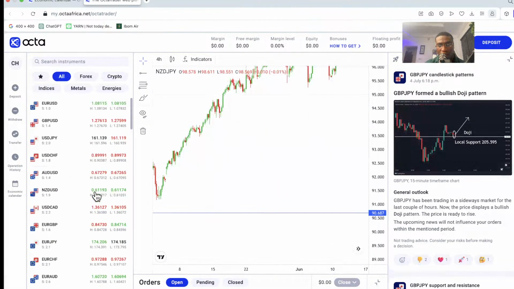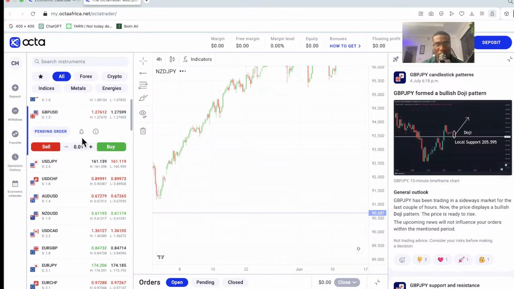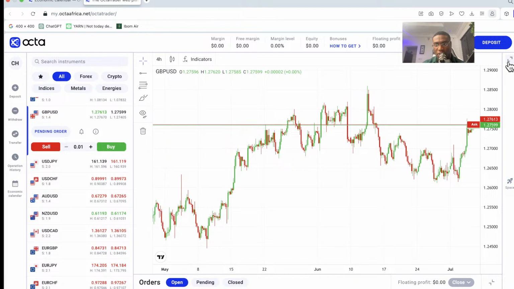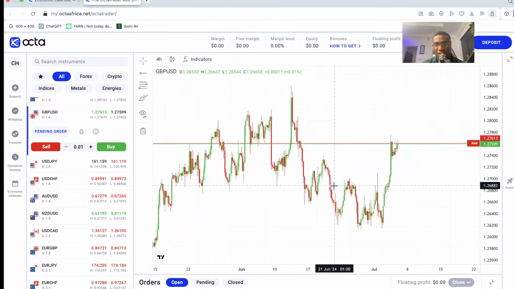So I'm going to be looking at one of the popular pairs that we trade, which is GBPUSD. Just going to drag this into the chart. Let's hide space for a minute.